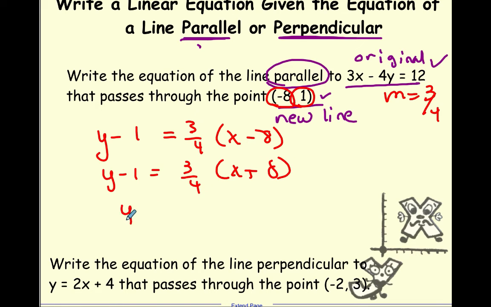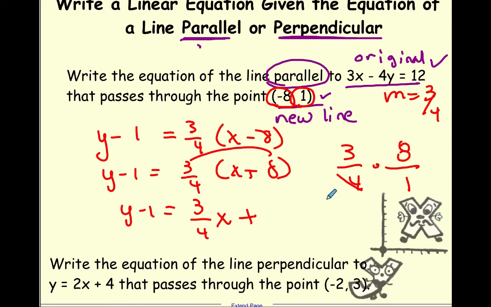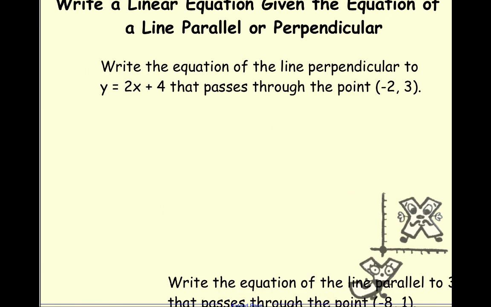And now I'm going to distribute 3/4 times x and 3/4 times 8. Remember, when I do 3/4 times 8, 4 goes into 4 once, 4 goes into 8 twice, 3 times 2 is 6, 1 times 1 is 1, and I get 6. Now by adding 1 to both sides, I get it in slope-intercept form, which gives me y equals 3/4 x plus 7. Okay, now let's look at the relationship between two lines that instead are perpendicular to each other.